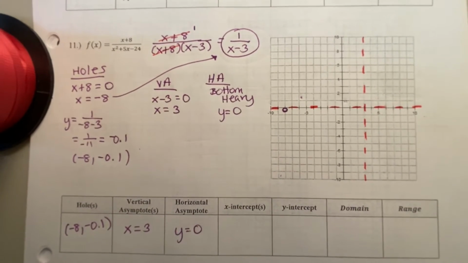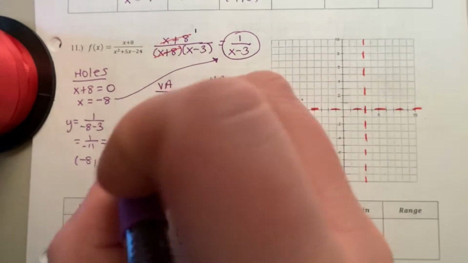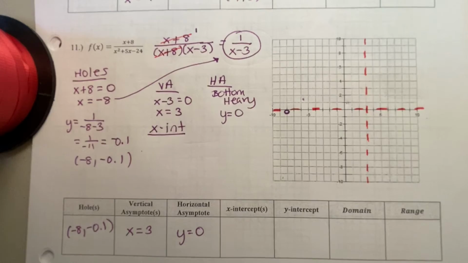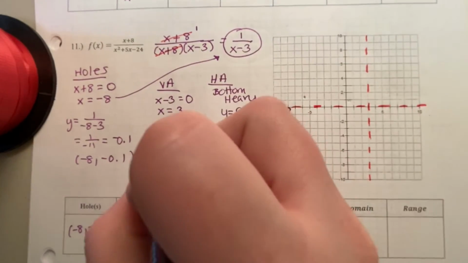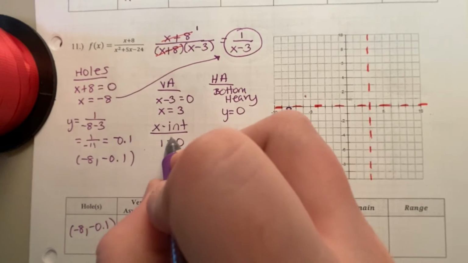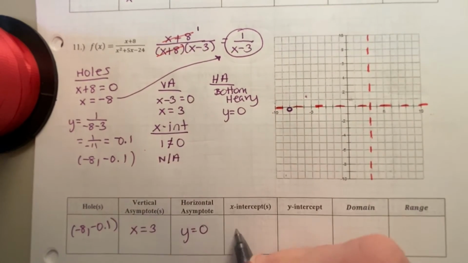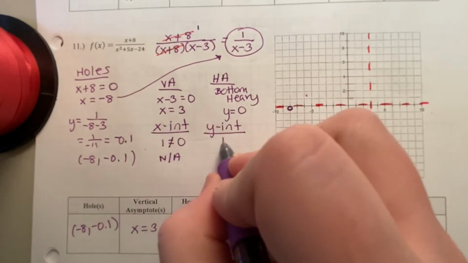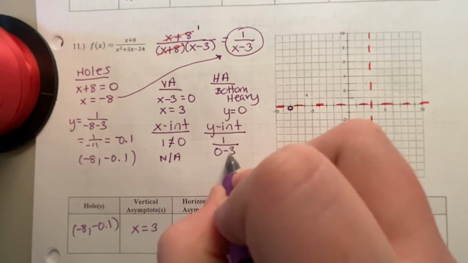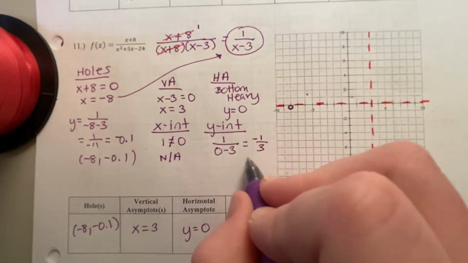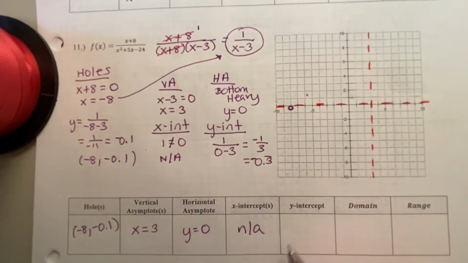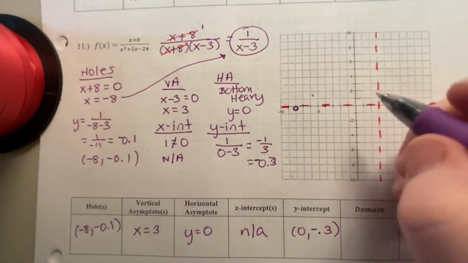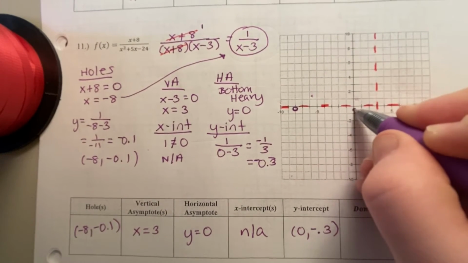All right, so now I need to get my x-intercept. To get the x-intercept, we set the numerator equal to 0. Well, the numerator is 1. Well, if we set 1 equal to 0, is that even true? No. So that means there is not an x-intercept. Now for the y-intercept, I'm going to substitute 0 in for x. So I have 1 over 0 minus 3, which is just negative 1/3 or negative 0.3 repeating. So 0, negative 0.3 would be my estimated y-intercept. So 0 and down a little.